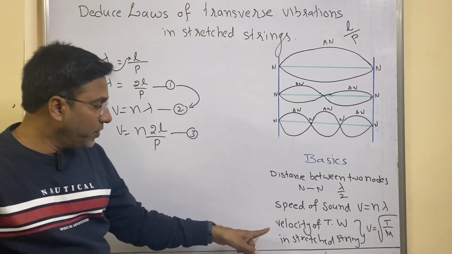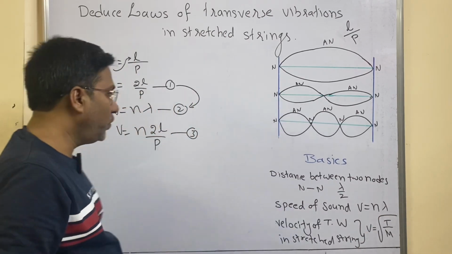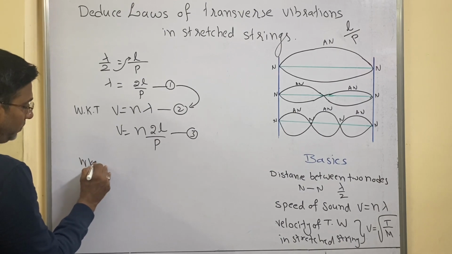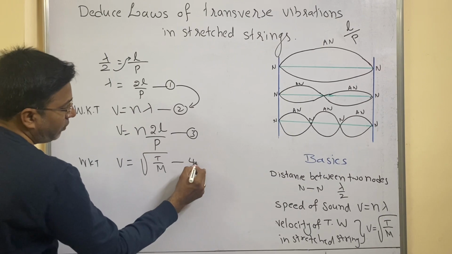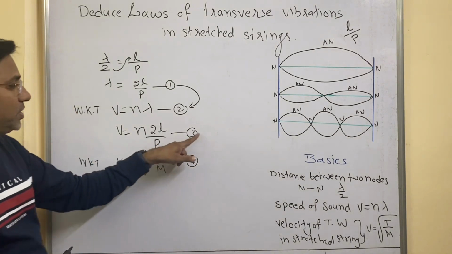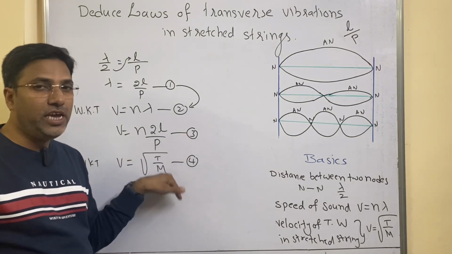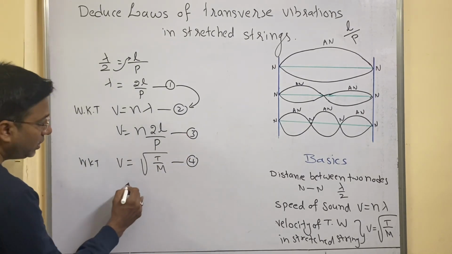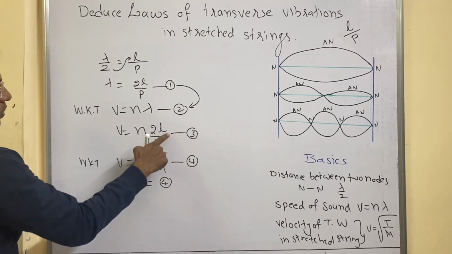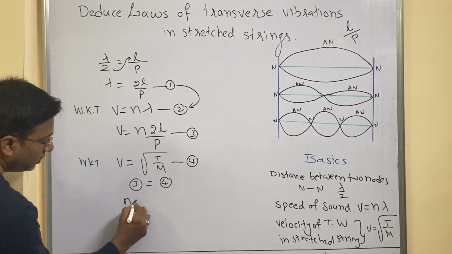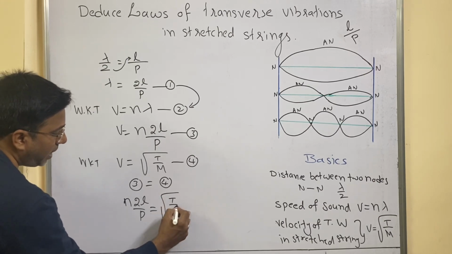Now we have to use the velocity of transverse wave in string formula, v is equal to under root T by m. We will write here, we know that v equal to under root T by m, equation 4. Now you can see in equation 3 and equation 4 on LHS v are there. That means we can equate these two equations. Therefore, equation 3 is equal to equation 4. So what is equation 3? n 2L by P equal to under root T by m.